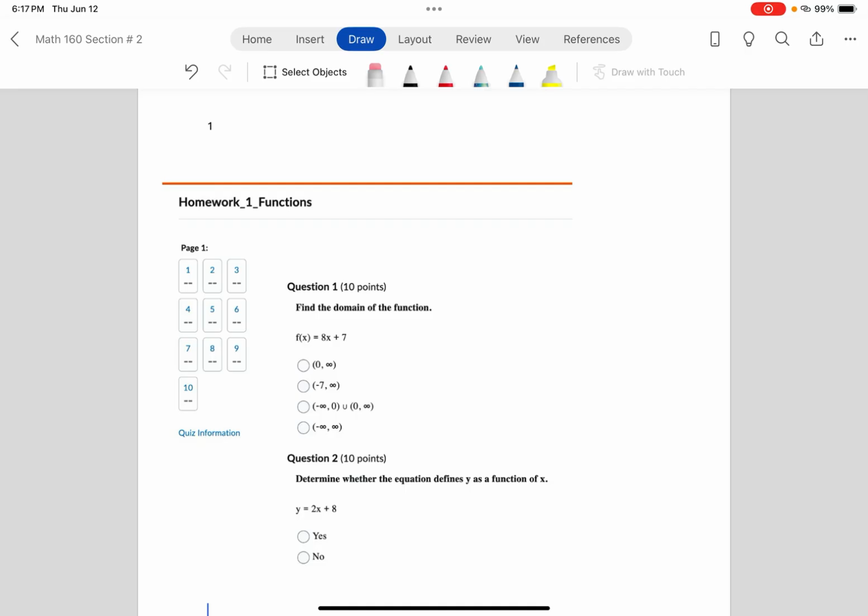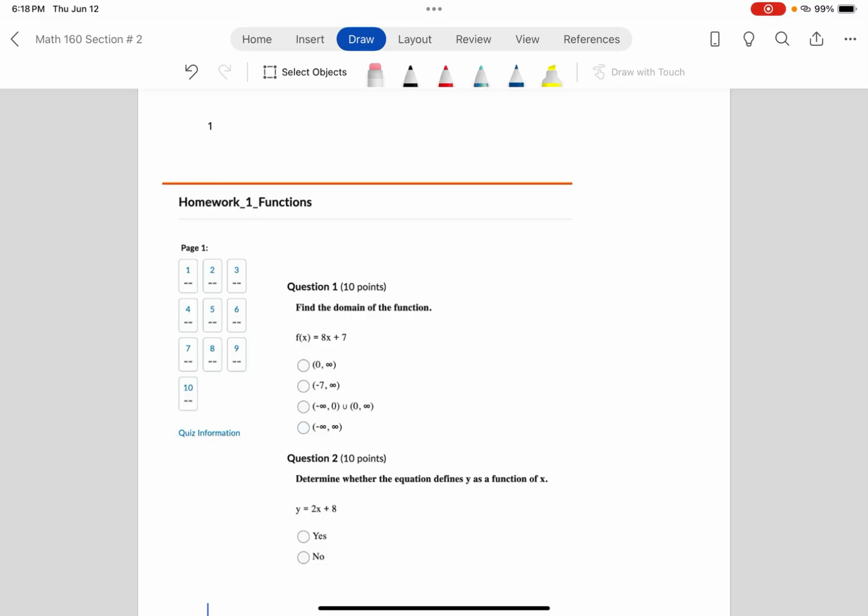Here, I bring something to you. I took a sample, one of the homework of your Math 160 class, and here I'm going to solve those problems so you can have the way to solve a different way or the same way as the professor did last time. The topic is functions.